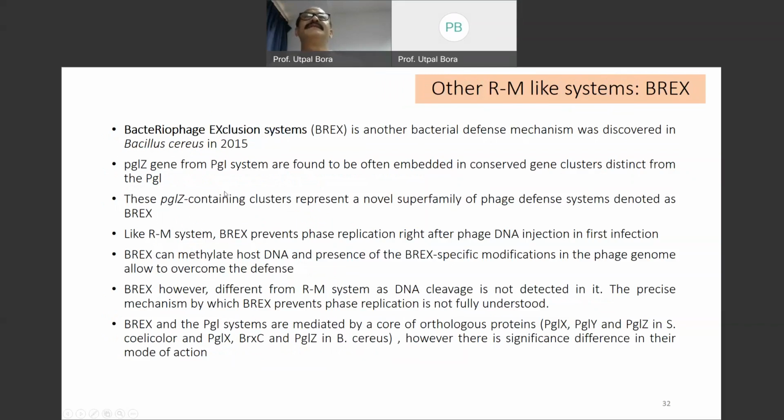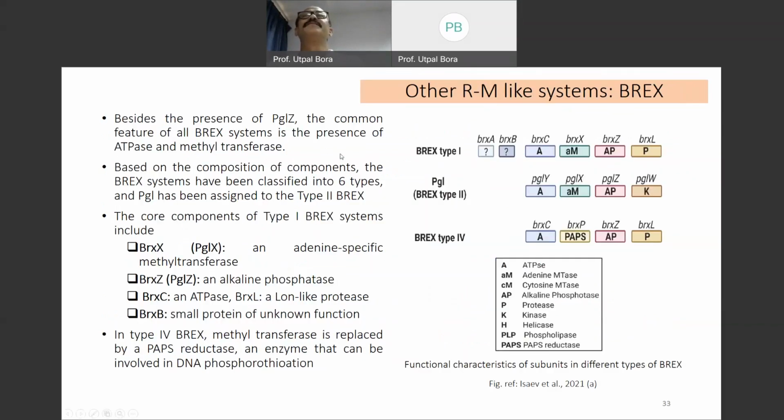There are other systems like the bacteriophage exclusion system, BREX, which was discovered in 2015. And you can see that these are not that very old, just 6 years ago. So we'll not go into the details of the BREX system at this moment.